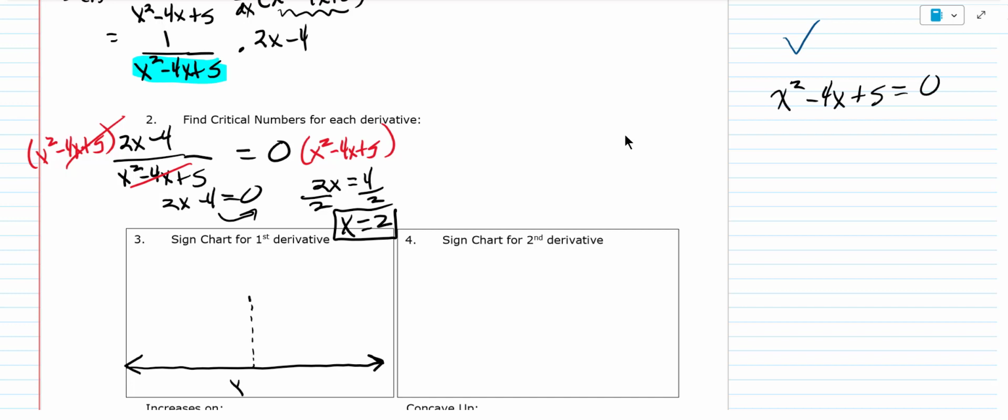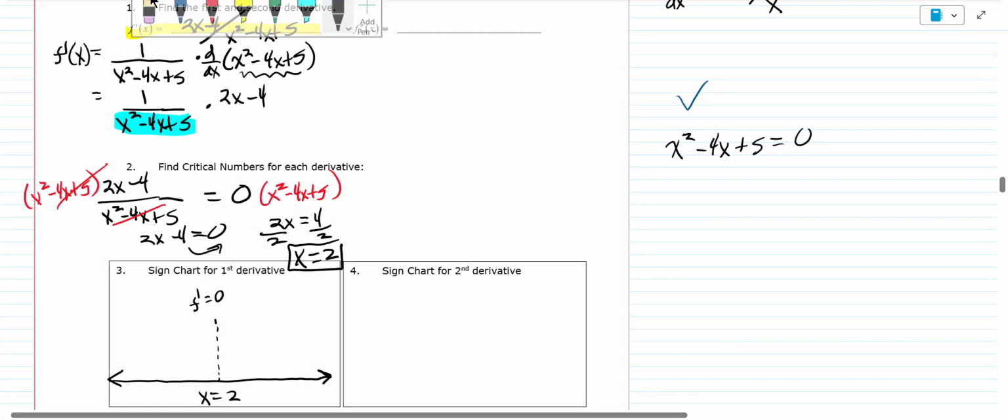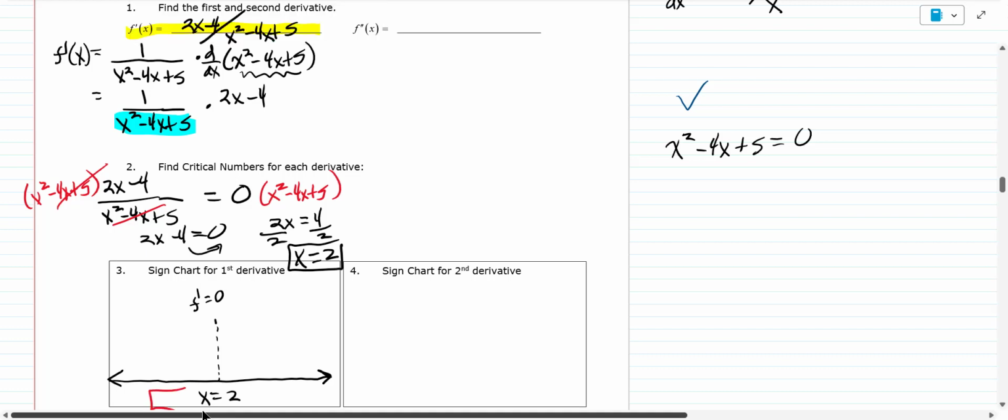Okay, so we have x equals 2, and that would be where the first derivative is equal to 0. Now what we're going to do on the sign chart, we've done a bunch of this so far, is take test points on that. So give me a number that's less than 2. I don't care what it is. 1. Okay, let's go with 1.